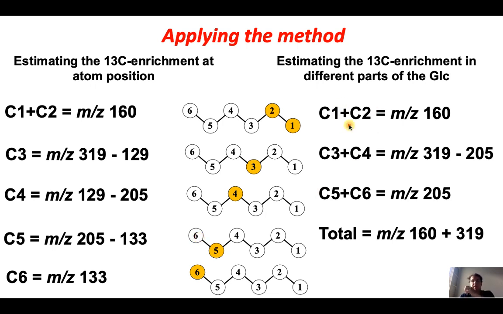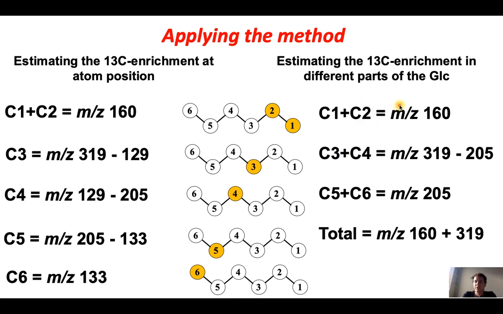I'm inclined to say that this is a better way to show the results, because given that we cannot distinguish carbon 1 and 2, this seems to be more simple, and also the data, I guess, fits better in this kind of analysis.